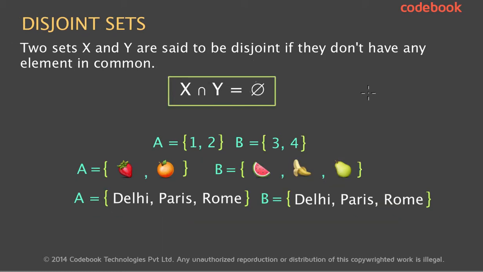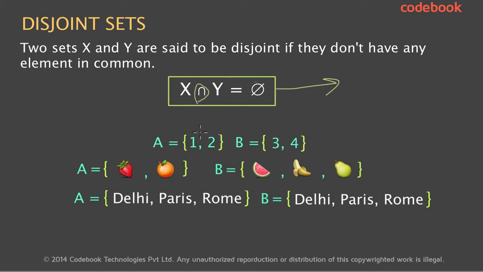The next set relationship that we will look at is called disjoint sets. Two sets X and Y are said to be disjoint if there is no element common to each other. In other words, if X intersection Y is an empty set, then those two sets X and Y are called disjoint sets. We will learn about the intersection of sets in the next lesson. But for now, remember this: if X intersection Y is an empty set, then X and Y are disjoint sets. And this is the symbol that we use to represent intersection.